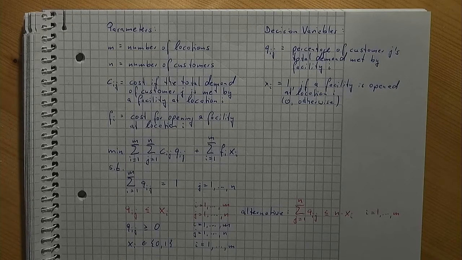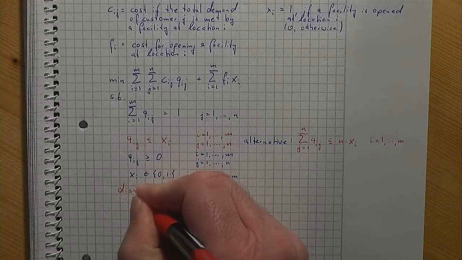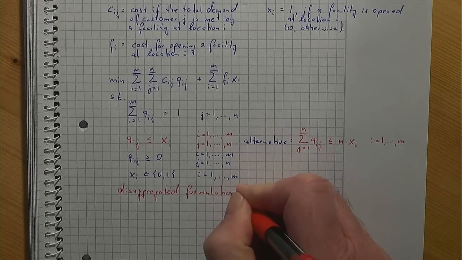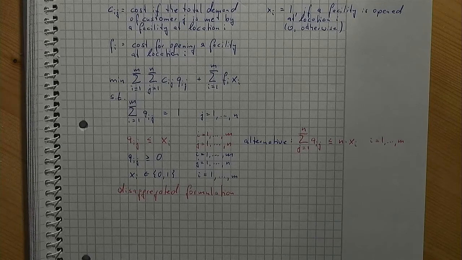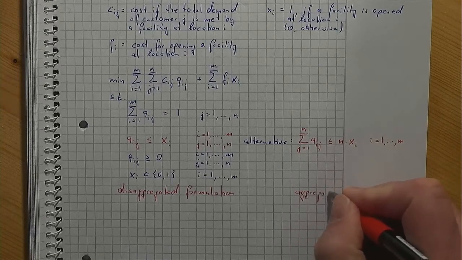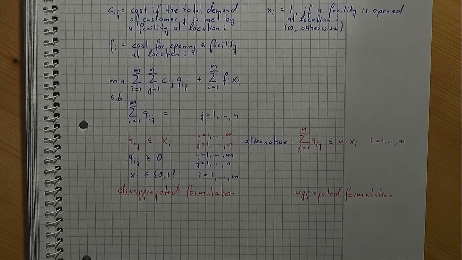The first model formulation is called a disaggregated formulation, and it has M times N coupling constraints that link the variables Q and X. The new model formulation is called an aggregated formulation, and it has just M coupling constraints that link the variables Q and X. One could therefore think that the aggregated formulation is better because it has fewer constraints. But things are a bit more complicated and can only be fully understood when studying solution procedures, which is out of the scope of this video series on modeling.